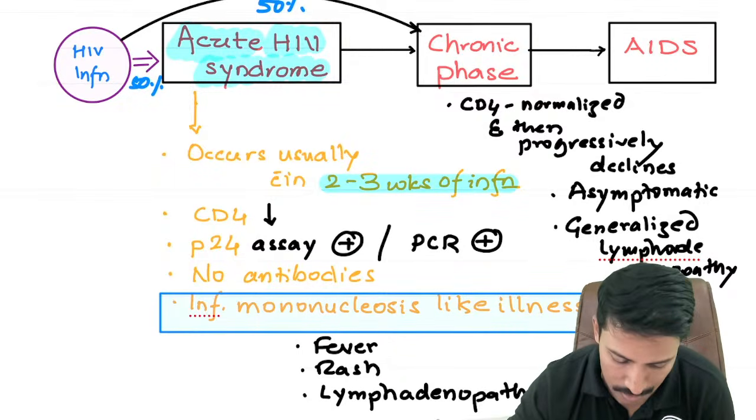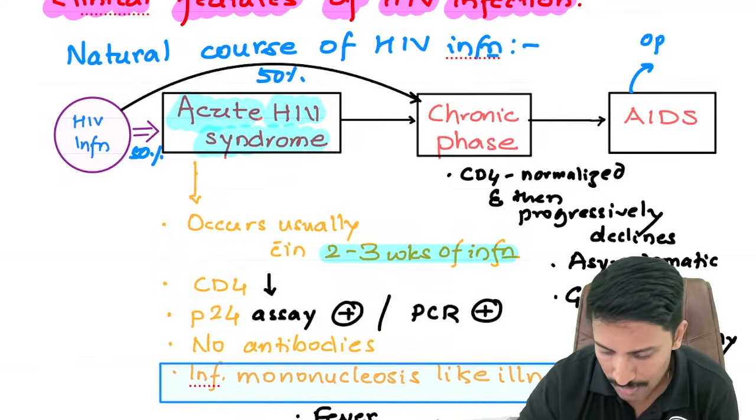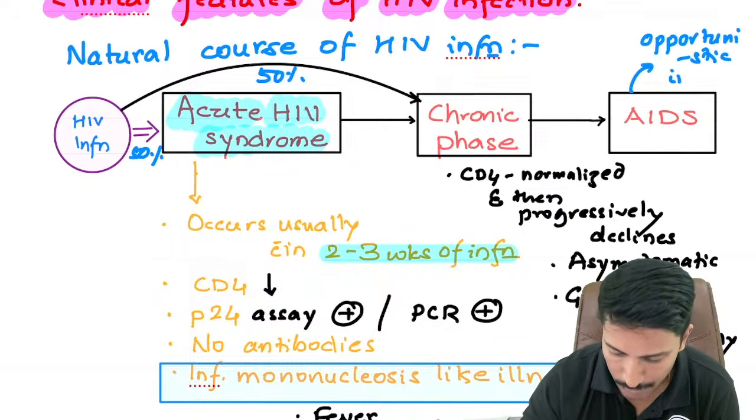So in the AIDS stage, what do I get? In the AIDS stage, I have major opportunistic infections.